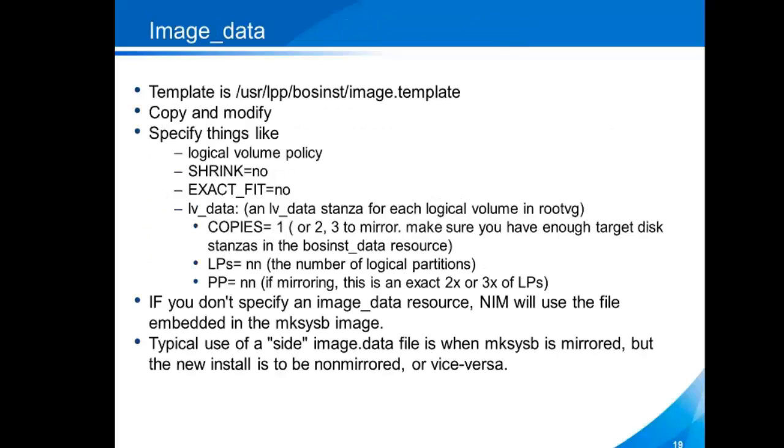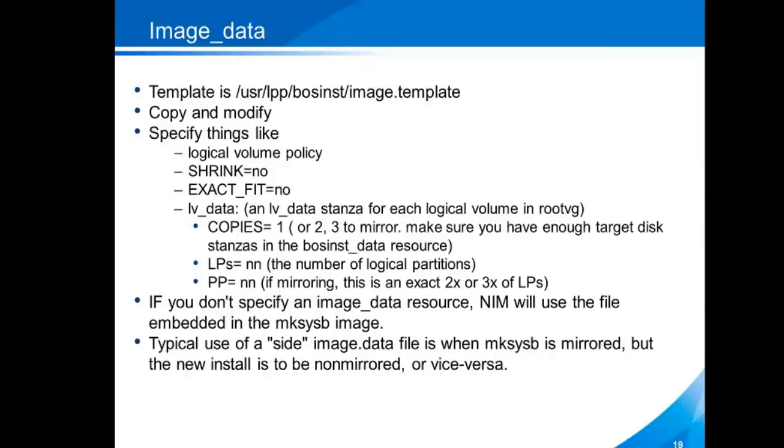The other thing I may do is go in and edit an image data. The reason I might do that, for instance, is if I have a mirrored root VG. What I may do is go in, create an image data, and put in there my logical volume managers. I can put shrink equals yes and tell it to shrink down the file systems, so this would be a way I could reduce /usr, for instance.